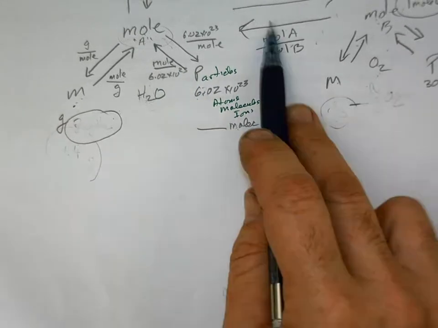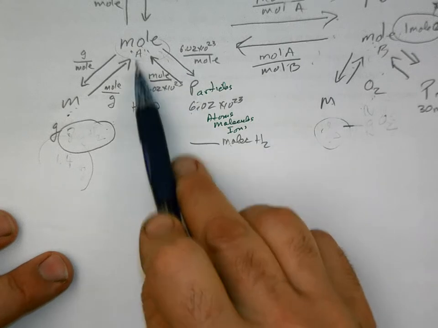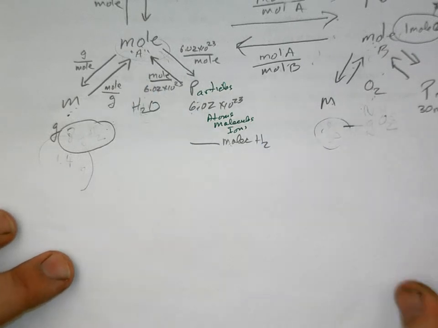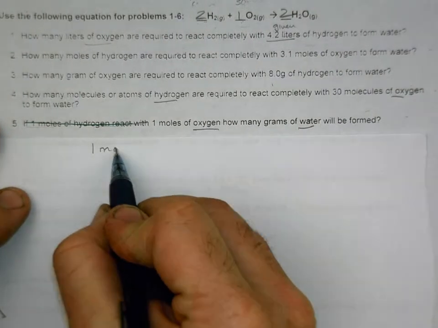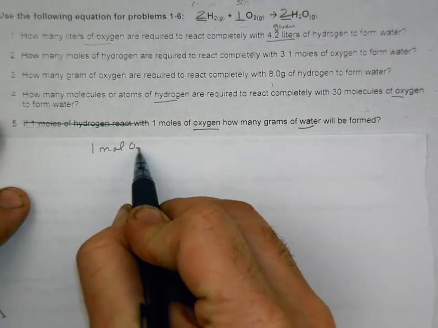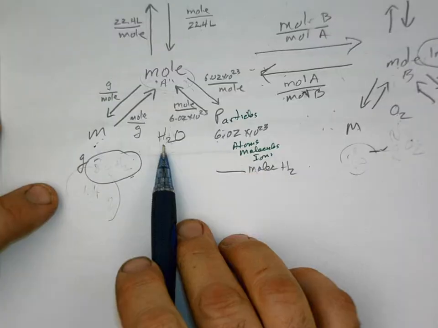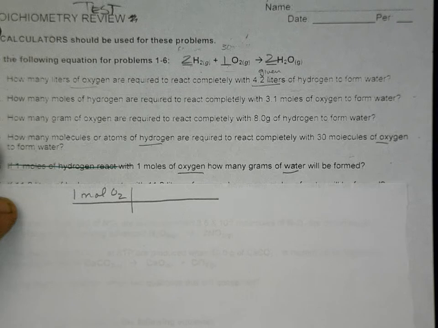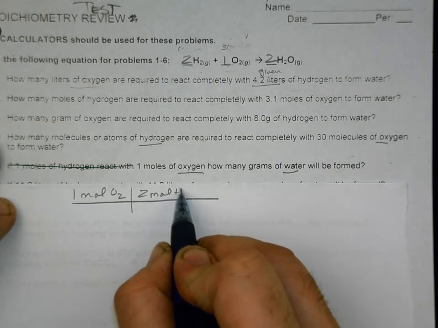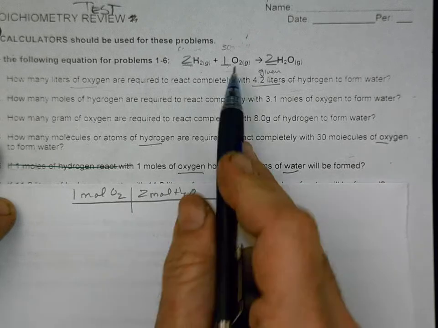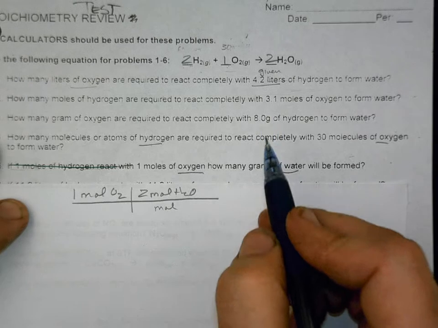So let's get our molar ratio set up. Since we're going this way, we need moles of H2O over moles of O2. I guess I better start with what's given. 1 mole of O2. That's what's given. And how many moles of water do we have in the balanced equation? 2. We have 2 moles of H2O for every, how many moles of oxygen? 1.